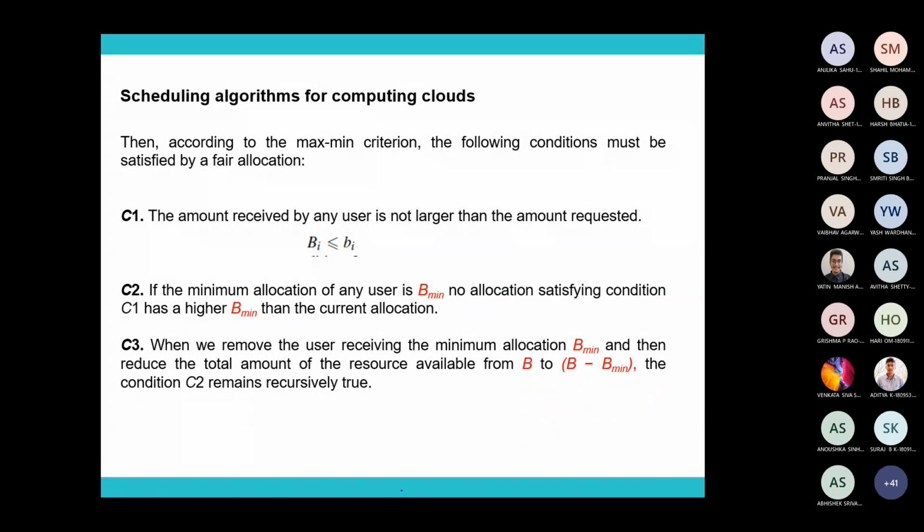And if the minimum allocation of any user is B min, and no allocation satisfying C1 has higher B min than the current allocation, then whatever resources are requested by each individual user, you allocate only that much, or lesser, but not more. When you remove the user receiving the minimum allocation B min, then reduce the total amount of resource available from B to B minus B min, and the same process is repeated.